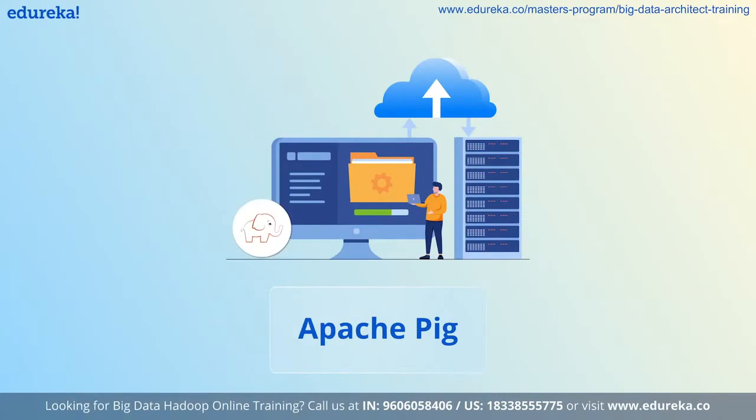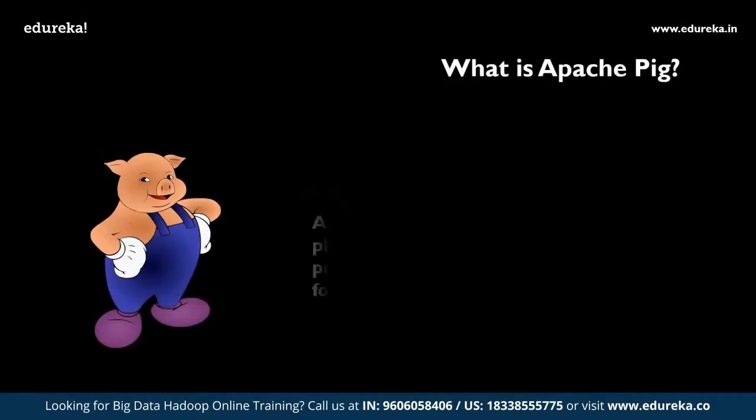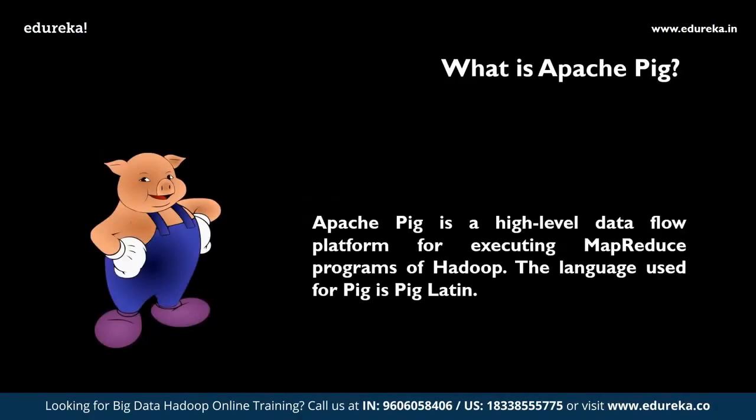What is Apache Pig? Apache Pig is an abstraction over MapReduce. It is a tool or platform which is used to analyze larger sets of data, representing them as data flows. Pig is generally used with Hadoop. We can perform all the data manipulation operations in Hadoop using Apache Pig. To write data analysis programs, Pig provides a high-level language known as Pig Latin. This language provides various operators using which programmers can develop their own functions for reading, writing, and processing data.